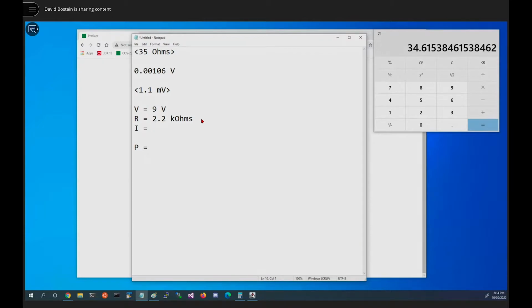Okay, let's remember our rule. We need Ohm's law, which is the voltage is equal to the current in amps times the resistance in ohms. So voltage in volts equals current in amps times resistance in ohms. We need the power formula, which says the power in watts is equal to the current in amps times the voltage in volts.